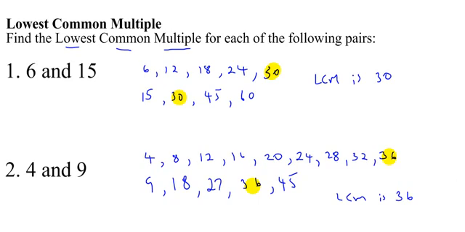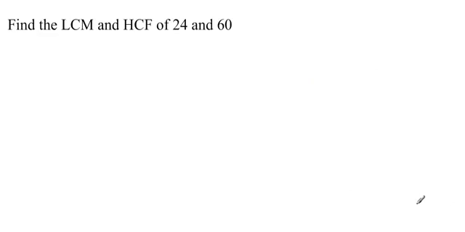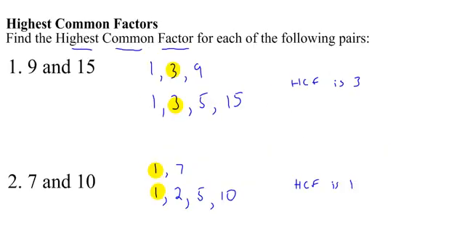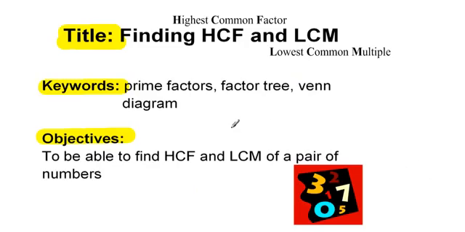Now that method is really good for quite small numbers like these. However, if you get some larger numbers like this, 24 and 60, there is a more efficient way of finding the LCM and HCF for larger numbers. Having said that, the previous method would still work. So we need to go back to those keywords, and the keywords that we looked at were prime factors, factor tree, and Venn diagram.